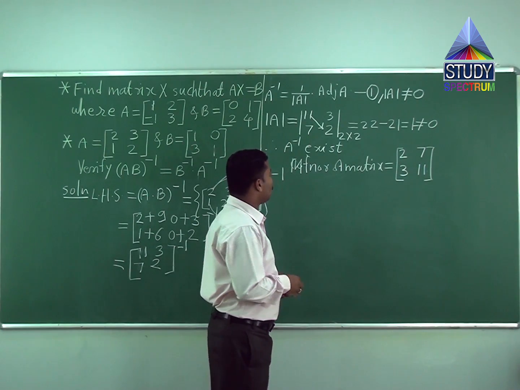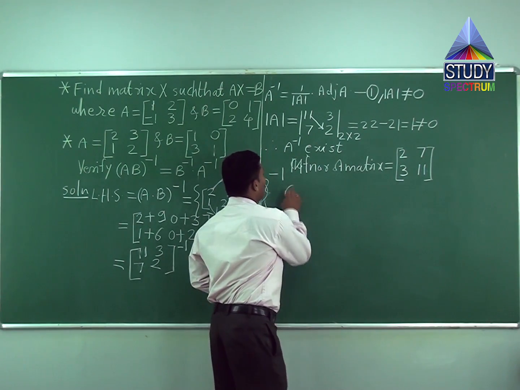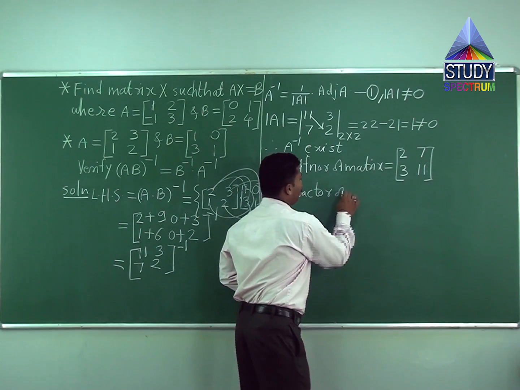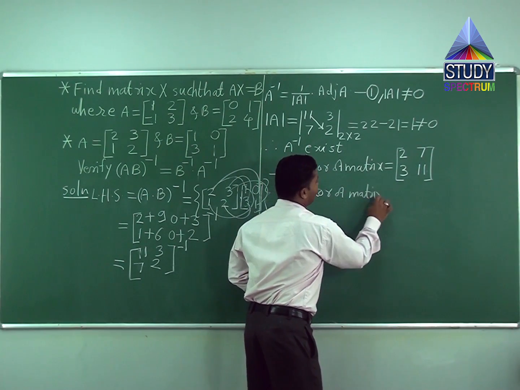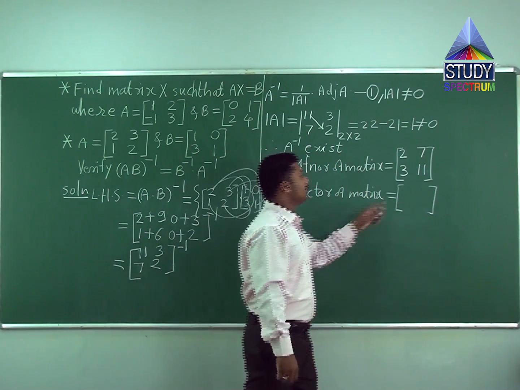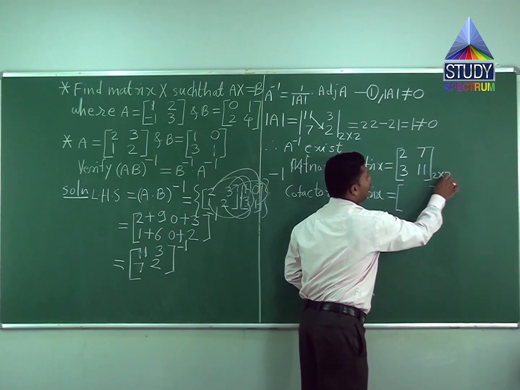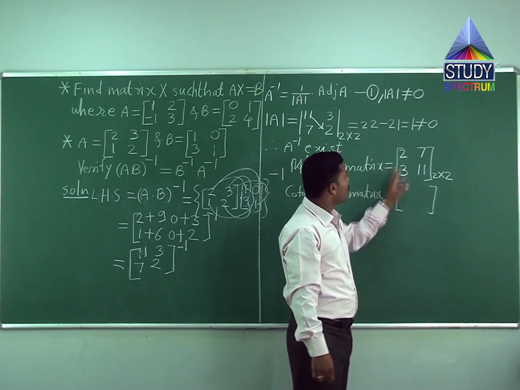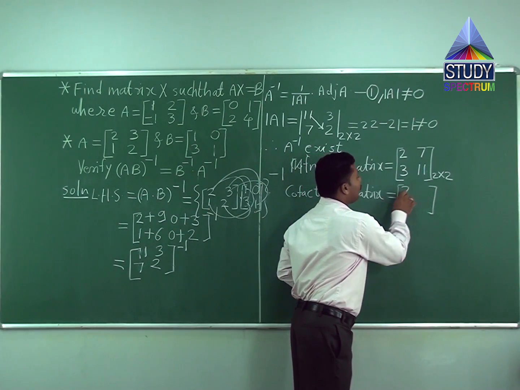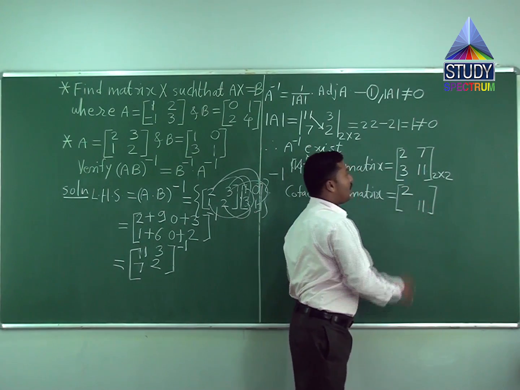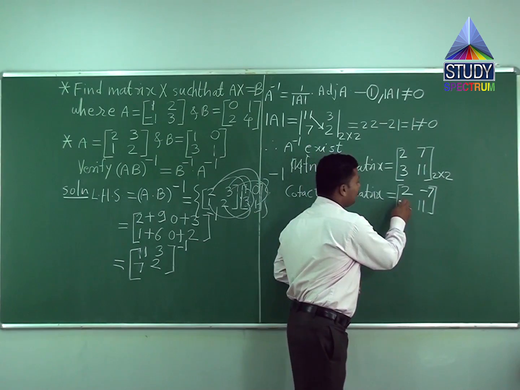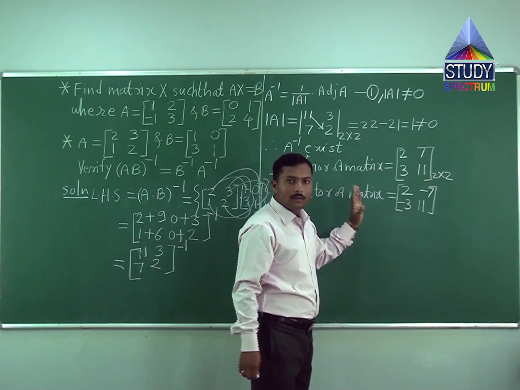Again, we find the cofactors of this matrix. What is the meaning of cofactors? This is a 2 by 2 matrix, so use a simple idea: no change, no change, change by sign, change by sign. The diagonal stays as it is and we only change the signs of the others. So minus 7 here, and here minus 3. So this is the cofactor of the matrix.